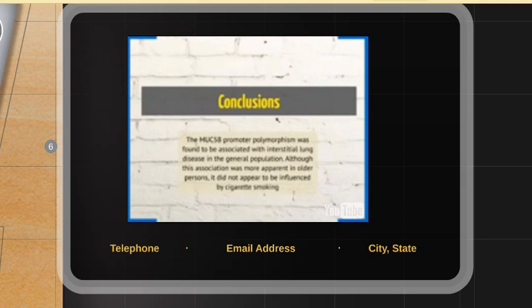In conclusion, the MUC5B promoter polymorphism was found to be associated with interstitial lung disease in the general population, although this association was more apparent in older persons. It didn't appear to be influenced by cigarette smoking.